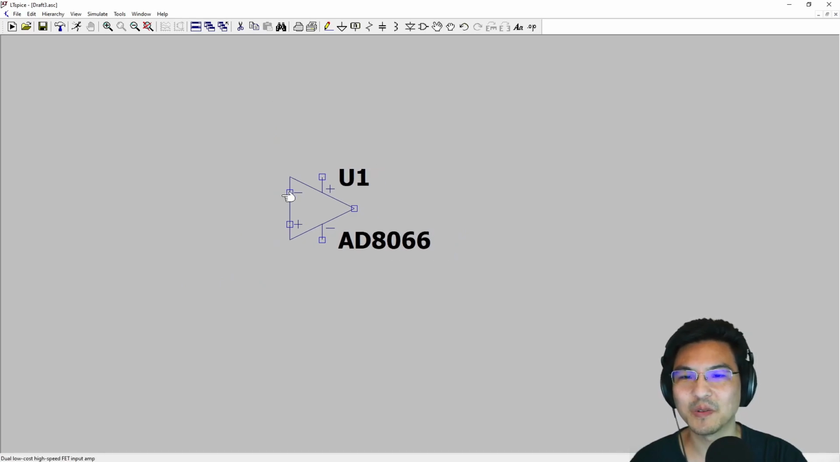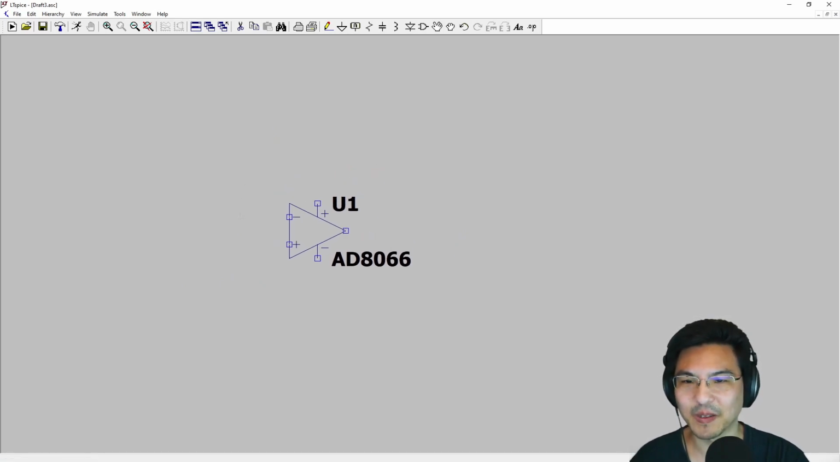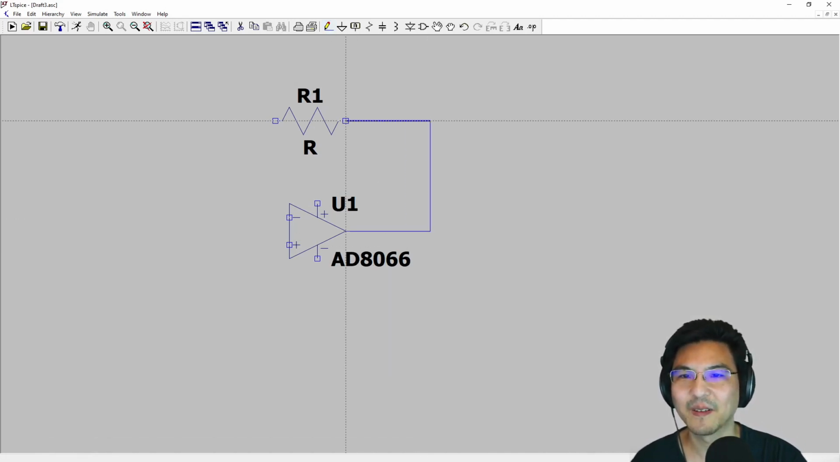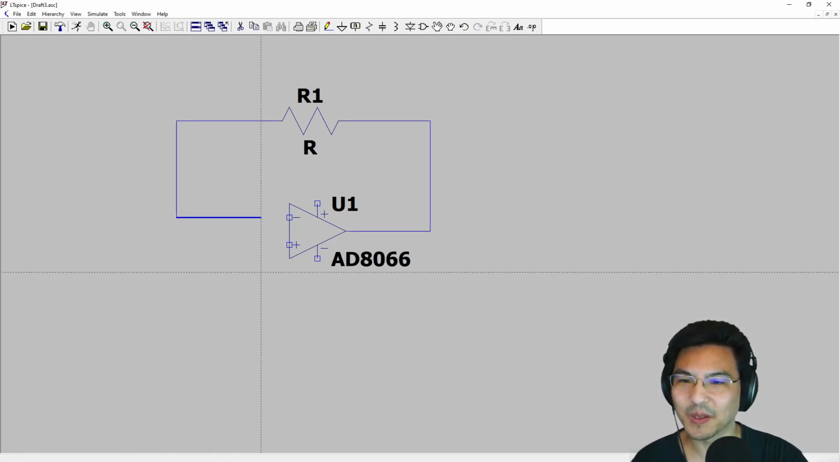And when you use an op amp, you always want feedback, right? So I'm going to add a resistor here, and I'm going to wire the output back through this resistor to the input.